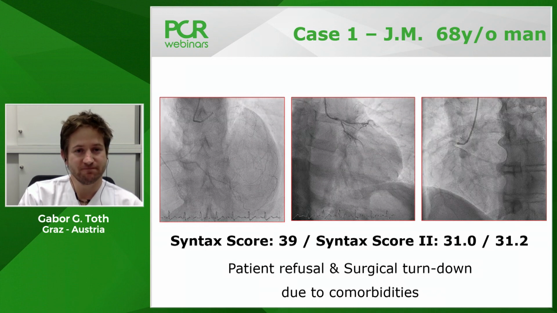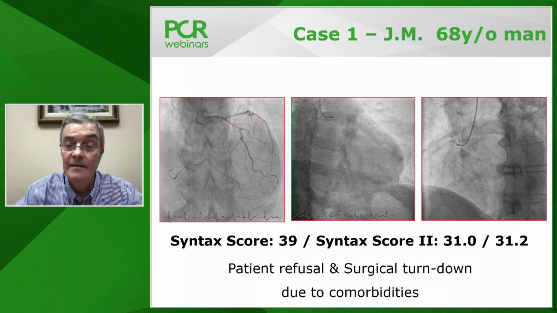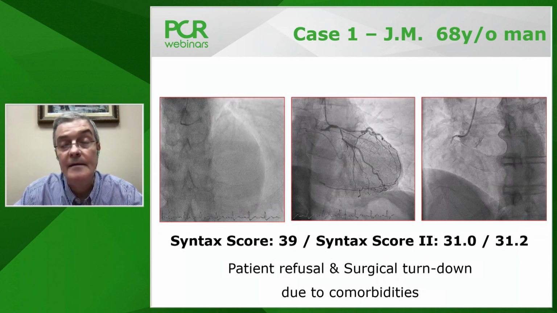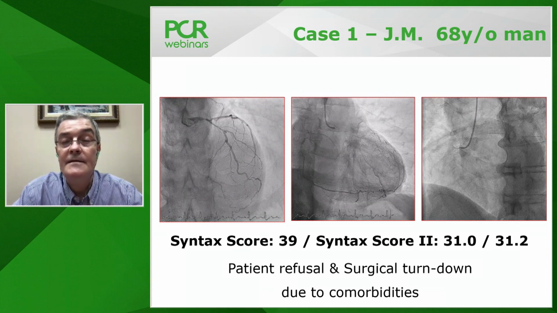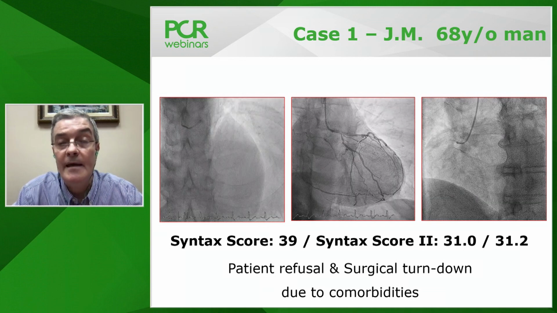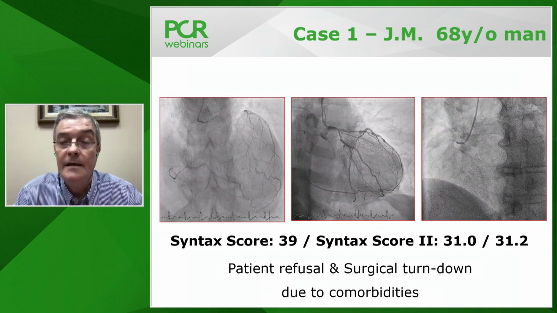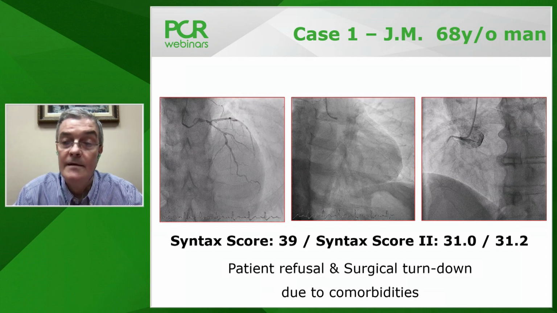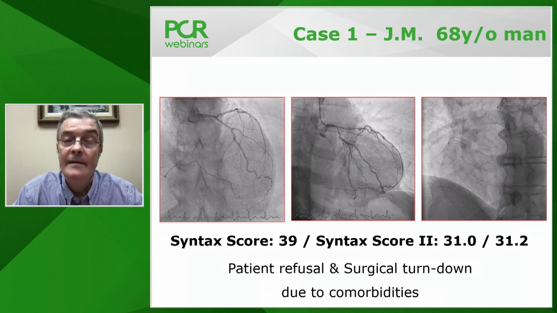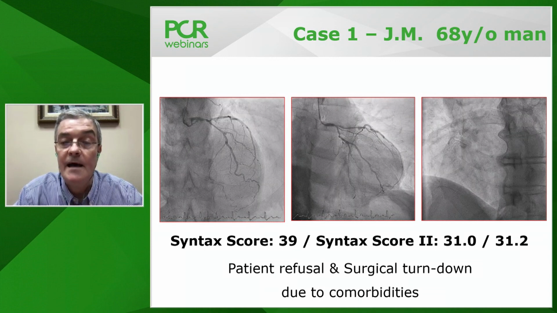Thanks Gabor for sharing this case. It's really complex anatomy, left main multivessel disease with occluded right. So Adrian, if this is the case in your hospital, what would be your plan? How would you start? And is this really a case that requires expertise by a highly trained operator in bifurcation PCI, or do you think you should refer to a center with such expertise?